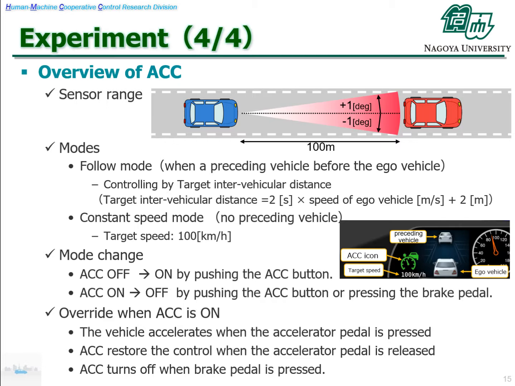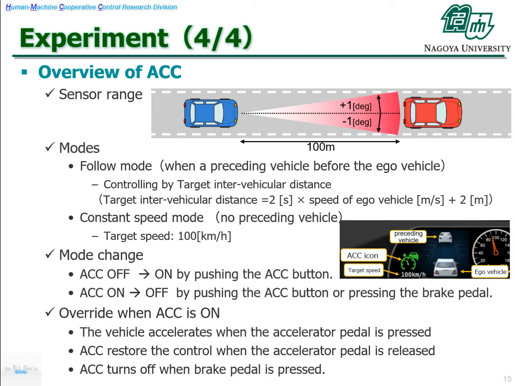The ACC uses a distance sensor at the front of the vehicle. This sensor can detect moving objects within 100 meters. The ACC has 2 modes. The first one is the follow mode. Using this mode, the ACC can control the vehicle to keep a safe distance from the leading car. Meanwhile, the constant speed mode can control the vehicle at a constant speed. In this experiment, we set the target speed to 100 km per hour.